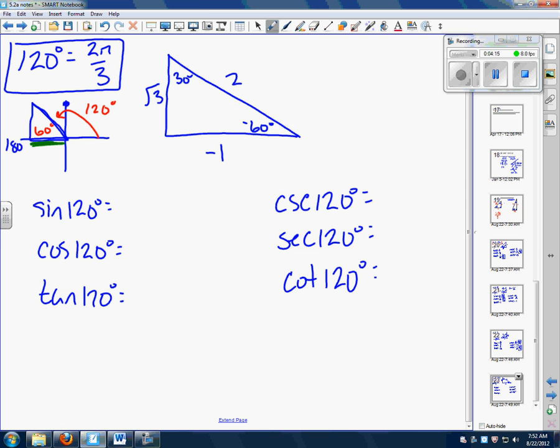Sine of 120. So we use this 60. So sine square root of 3 over 2. Sines are positive in quadrant 2 because it only uses a y and hypotenuse. Cosine of 120.